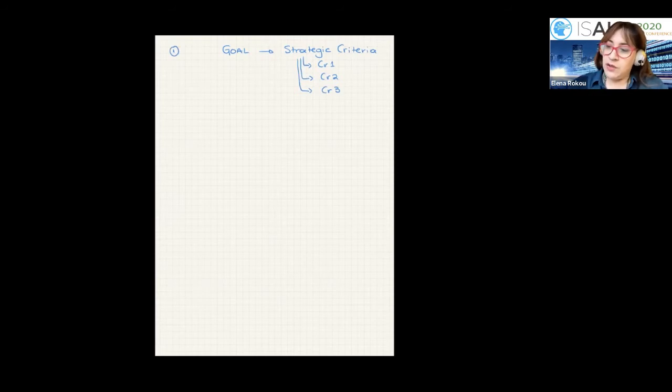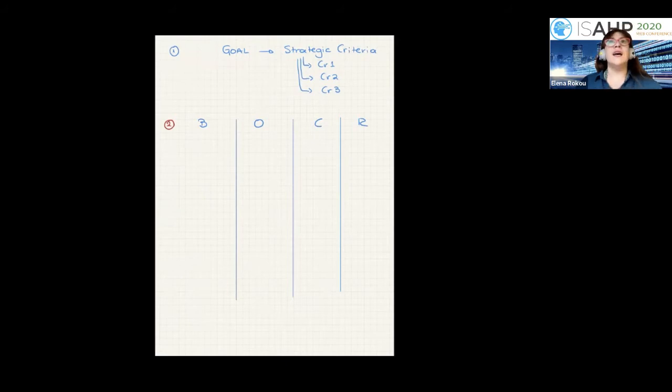Then we would move to our second level. Our second level has the benefits, opportunities, costs, and risks. And you can actually think of it as 4 parallel lanes, 4 different aspects that you're going to analyze your problem. Under benefits, we see what we call control criteria.